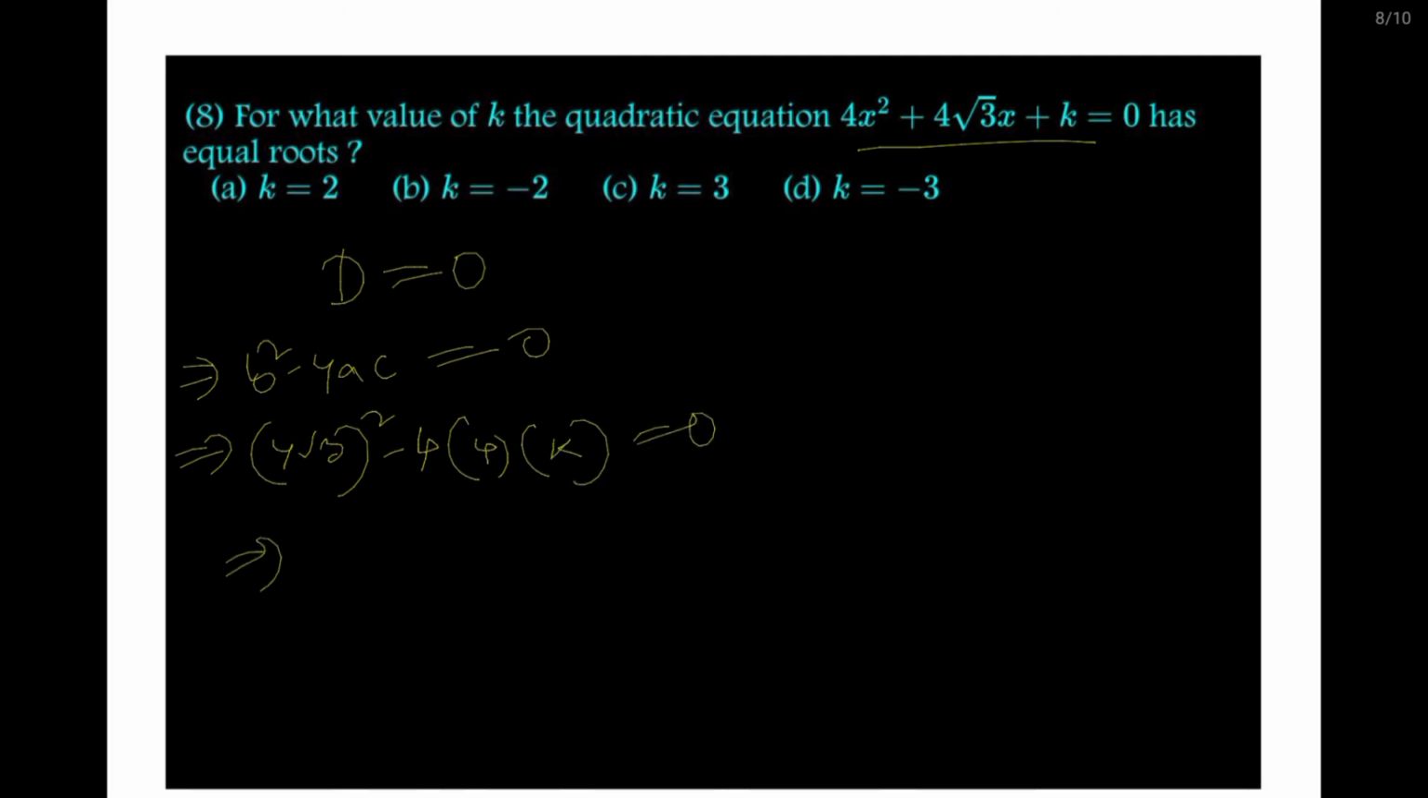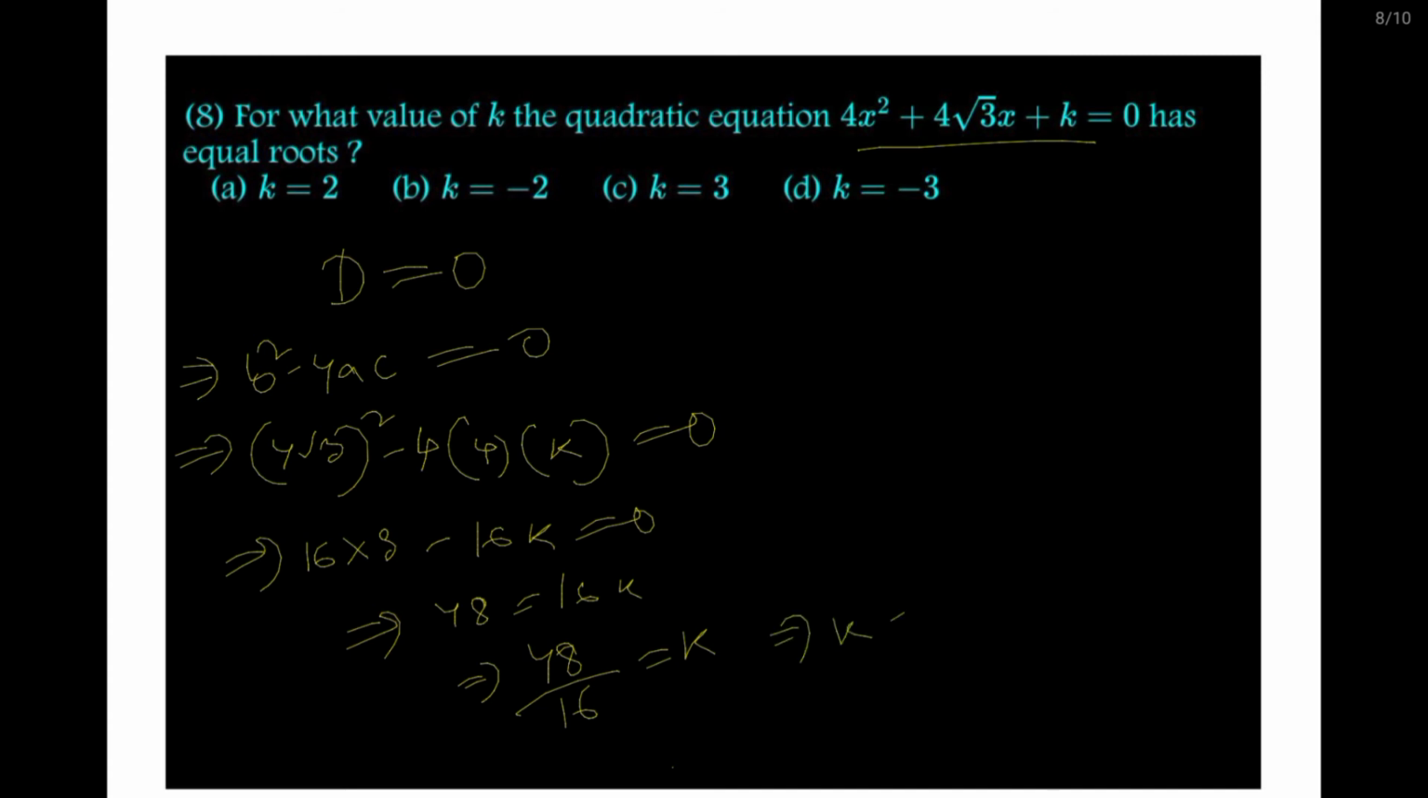Now squaring these quantities, we will get 16, and root 3 and square will get cancelled, and we will be left with 3 only. Minus 4 4s are 16, so it will be 16k is equal to 0, and this way you can get 48 is equal to 16k. Now we can get 48 divided by 16 is equal to k, and therefore k is equal to 3.